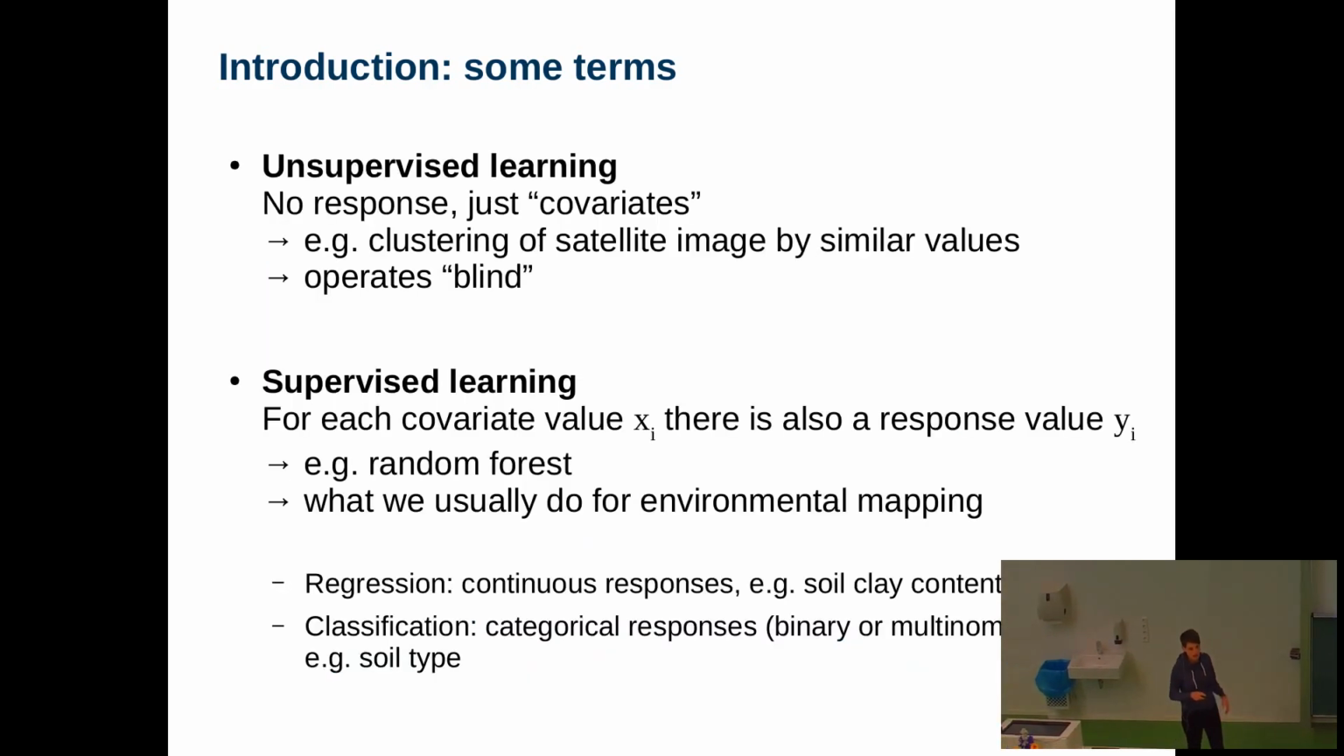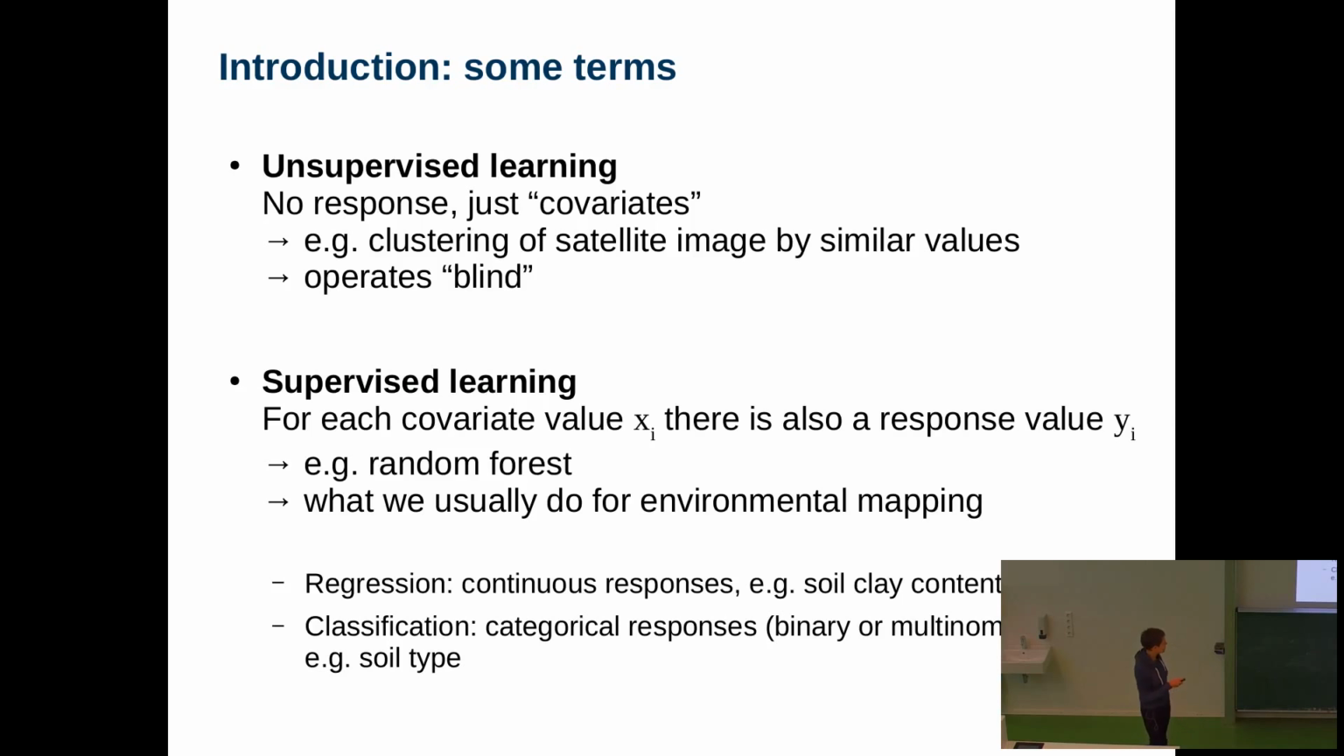And broadly speaking, there are 2 large fields. One is unsupervised learning, and one is supervised learning. In unsupervised learning, you just do, for example, a clustering of a satellite image. You group all the pixels that have similar values, and from that you form groups of land use, for example. But it operates somewhat blind. You don't know how many classes you will get. You don't know how many groups you will form. You will find out during the process.